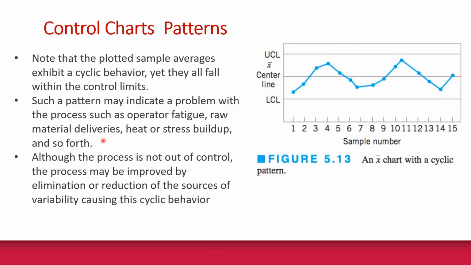You know what I mean? It could be differences in materials, heat buildup or stress. There's all kinds of things that can cause this. But the key thing is, if you see this on your control chart, you need to start investigating what's going on. Even though the process is in control, theoretically, it can quickly become out of control because something's going on. This is a non-random behavior.